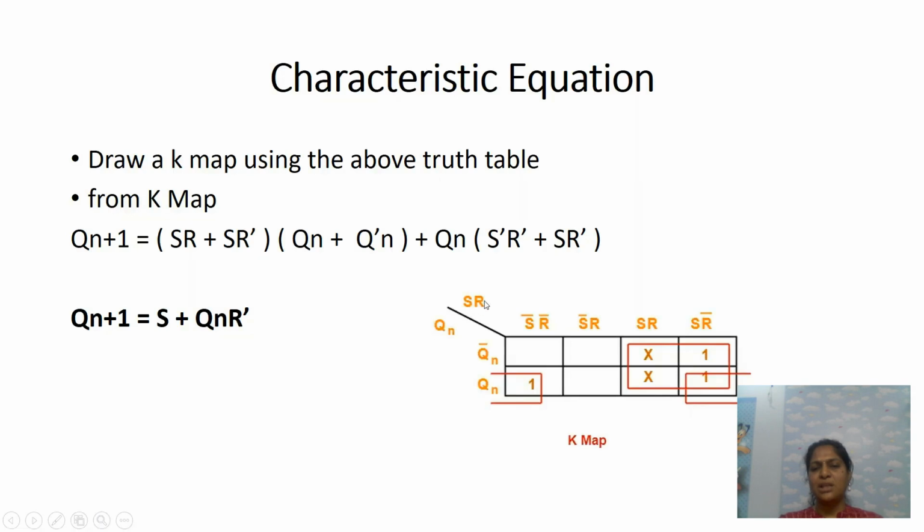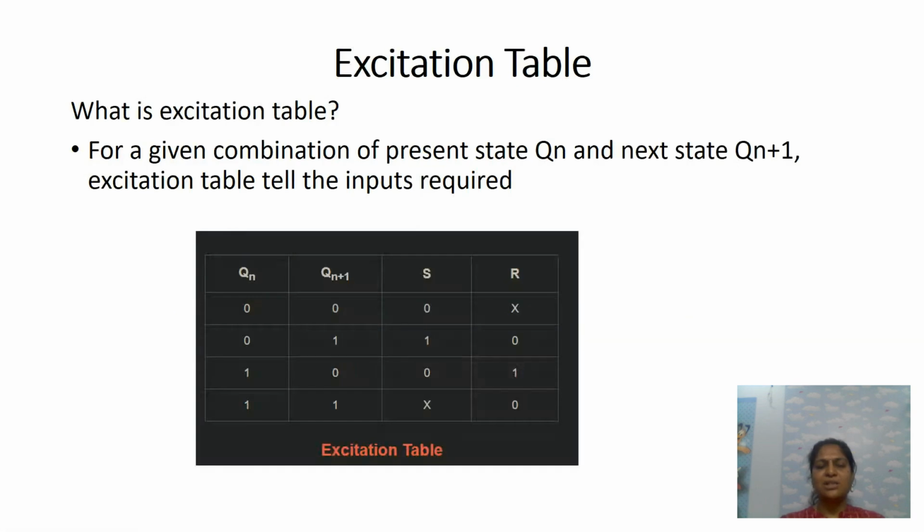So now take a 3 input K map and place ones, and after grouping, the expression is Qn plus 1 equal to S plus Qn into R bar. This is the characteristic equation. So next is excitation table.